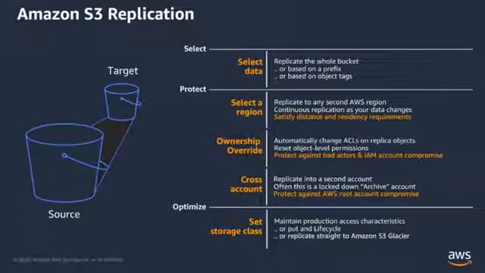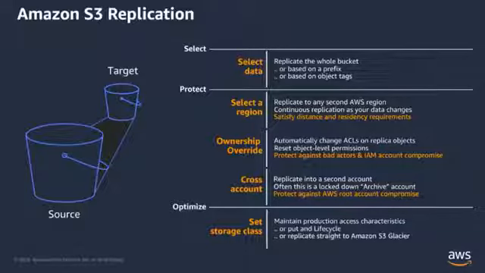So S3 replication gives you the choice to replicate either the entire bucket, a set of objects under a given prefix, or individual objects that you identify with tags of your choice. Once you've selected your source data set, you select a destination bucket in the region of your choice. And you can make the replication data more secure by using object ownership override and cross-account replication.